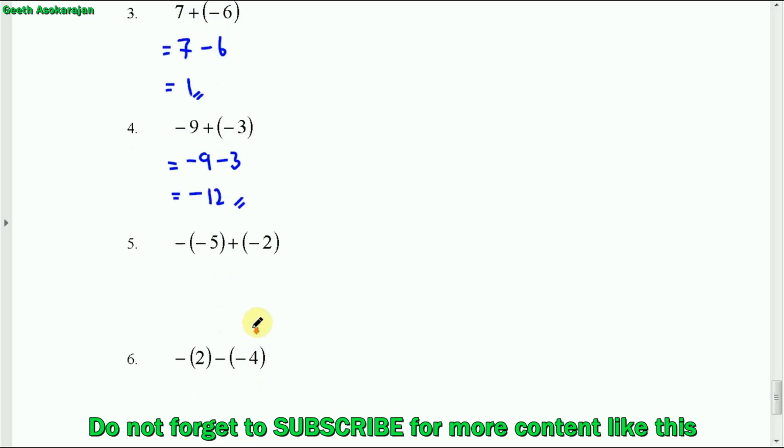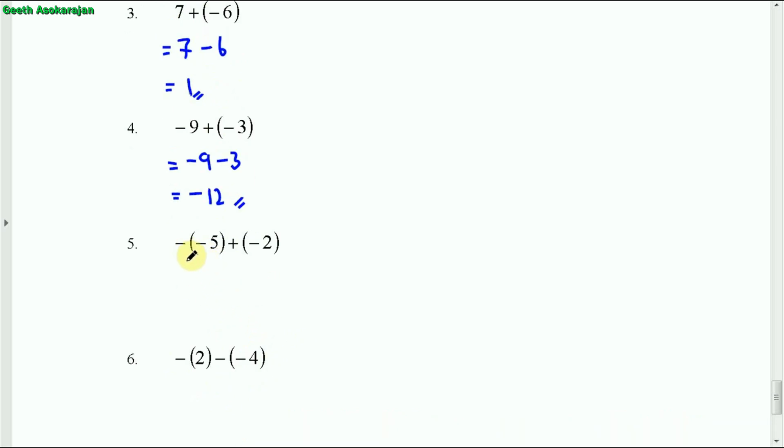Now, number 5. You've got to be careful with this one, so let's think about this one carefully. Brackets means multiply, remember. Minus times minus is plus, so I've got a plus 5, okay? Plus times minus is minus, so a minus 2, and 5 minus 2, 3. So remember, just be careful. If we've got 2 brackets here, just be careful. Do the calculation very carefully, and if you're doing it carefully, you're least likely to make mistakes.